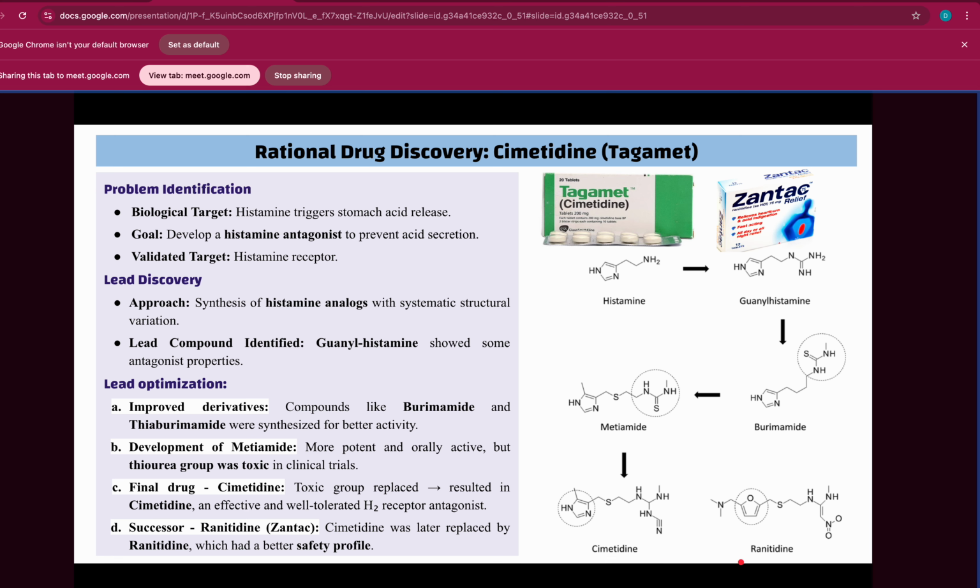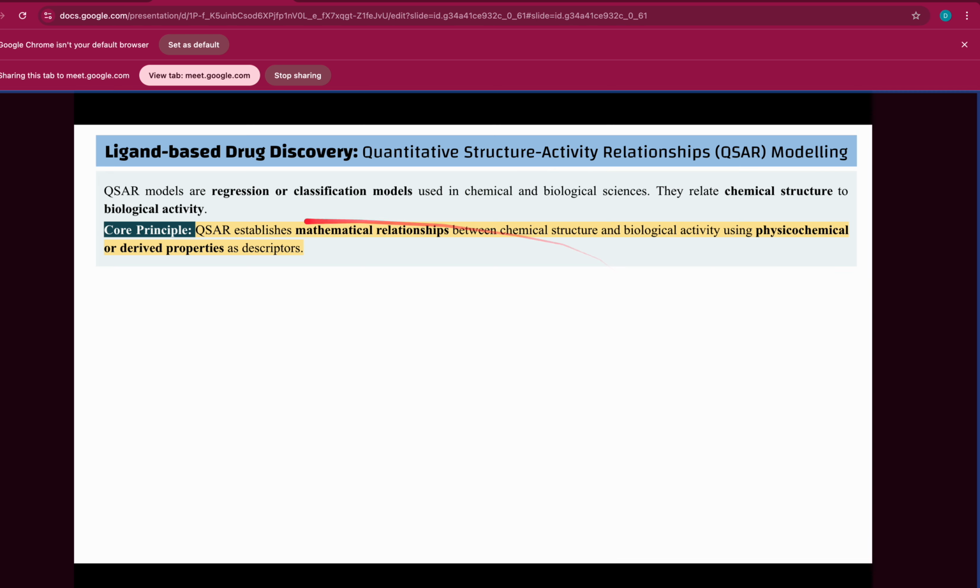So this gives the overview of the structure based approach, how different modifications are done to optimize the lead compound which can act as the antagonist to the existing target protein. Now ligand based drug discovery. So as we know, in ligand based drug discovery we use the QSAR modeling, which is quantitative structure activity relationship modeling. And we have also seen that ligand based drug discovery means we have information of the ligand but we do not know the structure of target.